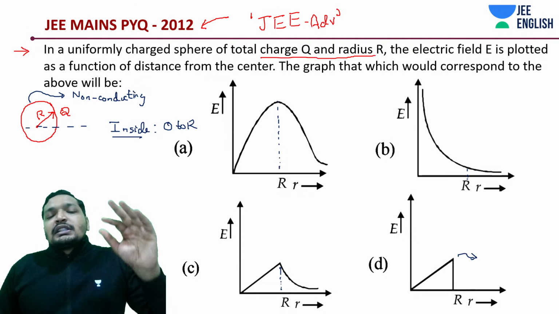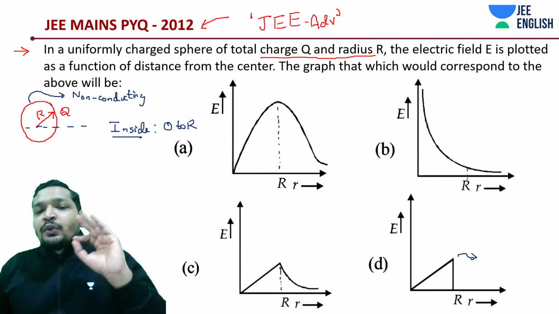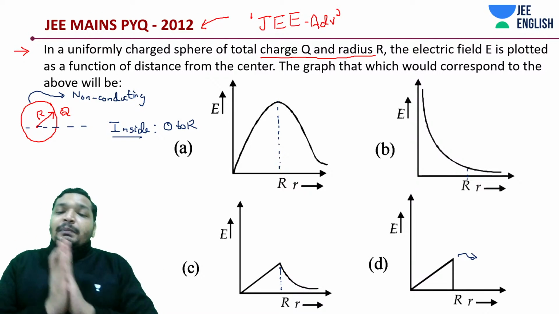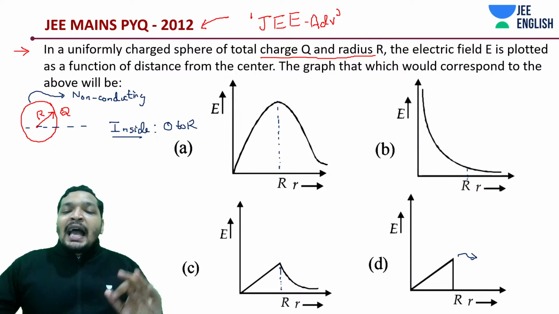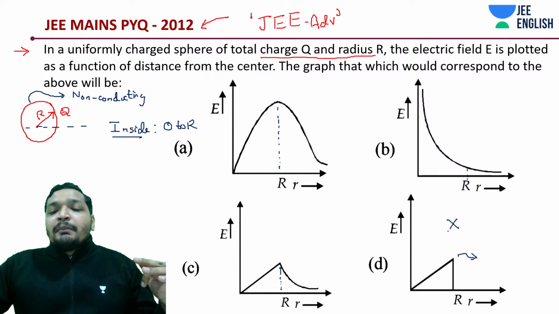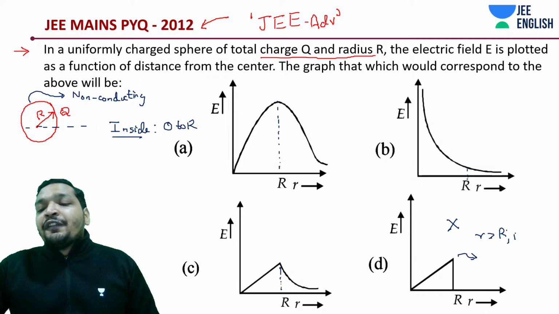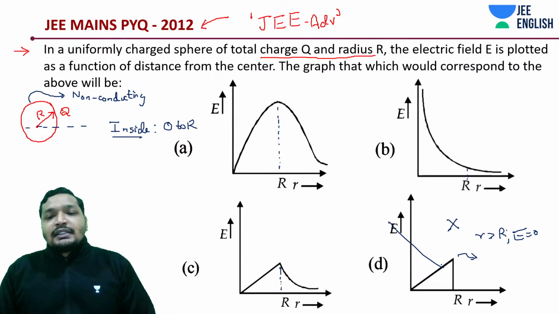A uniformly charged sphere says the charge is concentrated. It would act as if the charge is concentrated at the center, be it a non-conducting or a conducting thing. Hence, option T is wrong because it says R greater than R. What is happening? Electric field is 0. Eliminate this. Next.